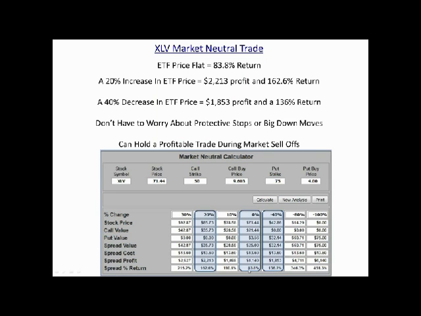And notice how with these market neutral spreads, it doesn't put a cap on the profit potential. So if it's up 10% at expiration, we have 110% return. If it's up 20%, we have 162% return. So these spreads don't put a cap on your profit potential. And at the same time, if the underlying stock or ETF goes down, you can still profit.